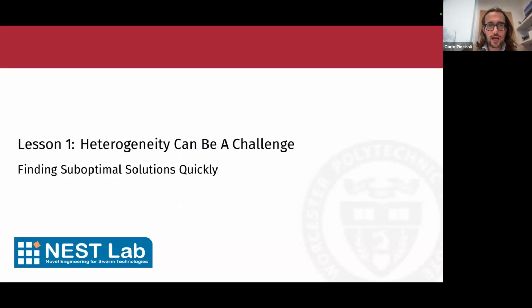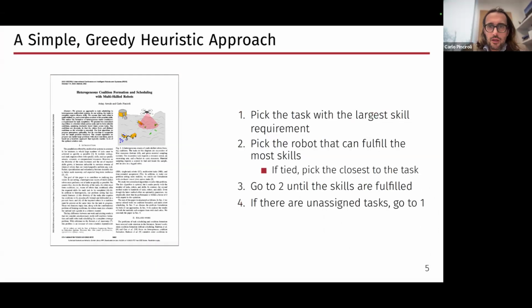So more interesting is how do you find solutions that are not optimal, but you do it very quickly. In the same paper in which we introduced the MILP algorithm, we initially thought about a very, very simple idea. Initially we pick the task with the largest skill requirement, and this was really inspired by heuristics in constraint optimization.